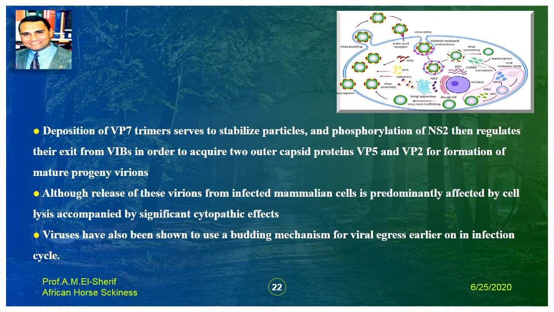Although release of these virions from infected mammalian cells is predominantly effected by cell lysis accompanied by significant cytopathic effects, viruses have also been shown to use a budding mechanism for viral egress earlier in the infection cycle.